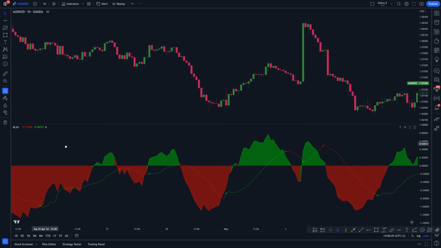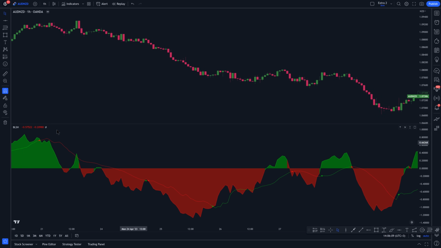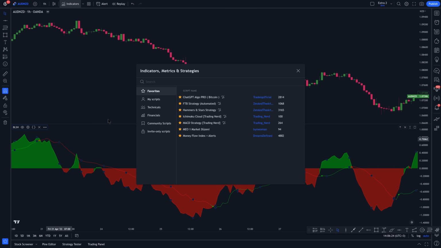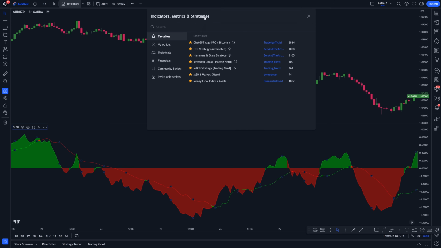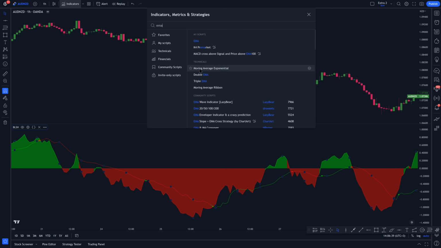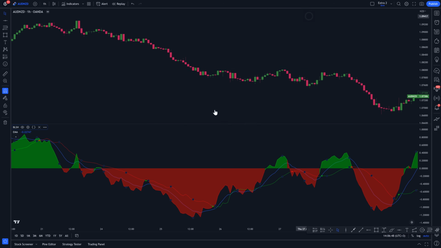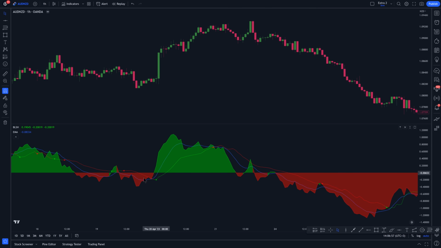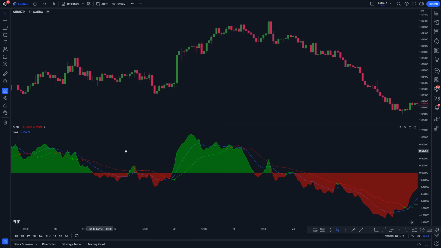The way we're gonna do that is really simple. First, you click on these three dots right here, and then click on the Add Indicator option. This is gonna pull up the Tradingview indicator search box. Next, type in EMA and select this one that says Moving Average Exponential. Click on it, and as you can see here, it's gonna go directly on the same window as the BLSH indicator, which is exactly what we're looking for.